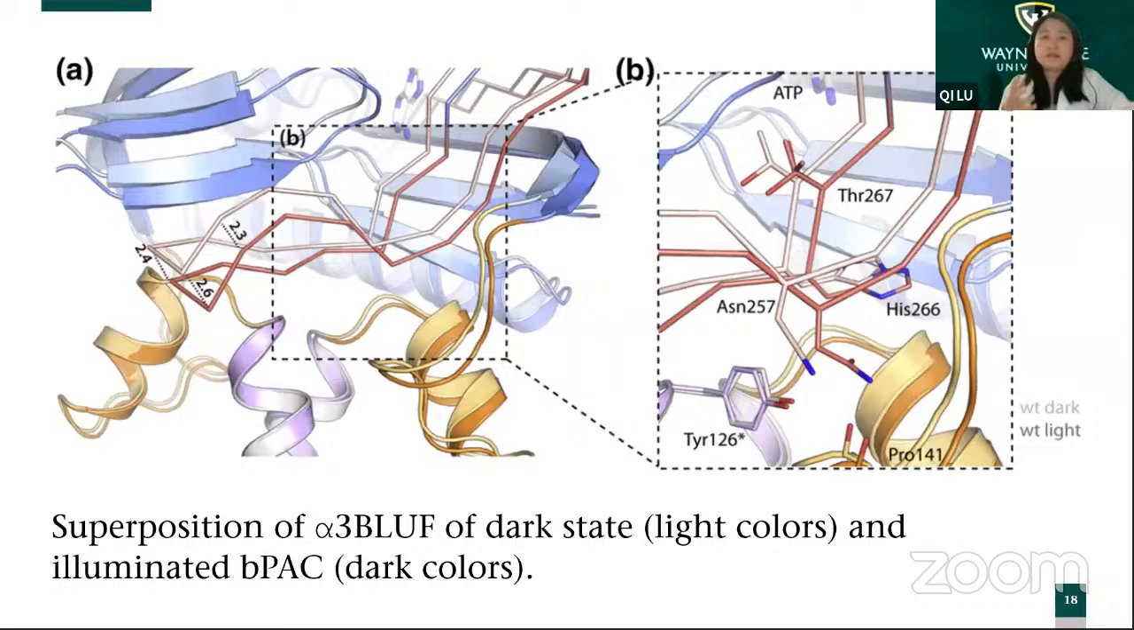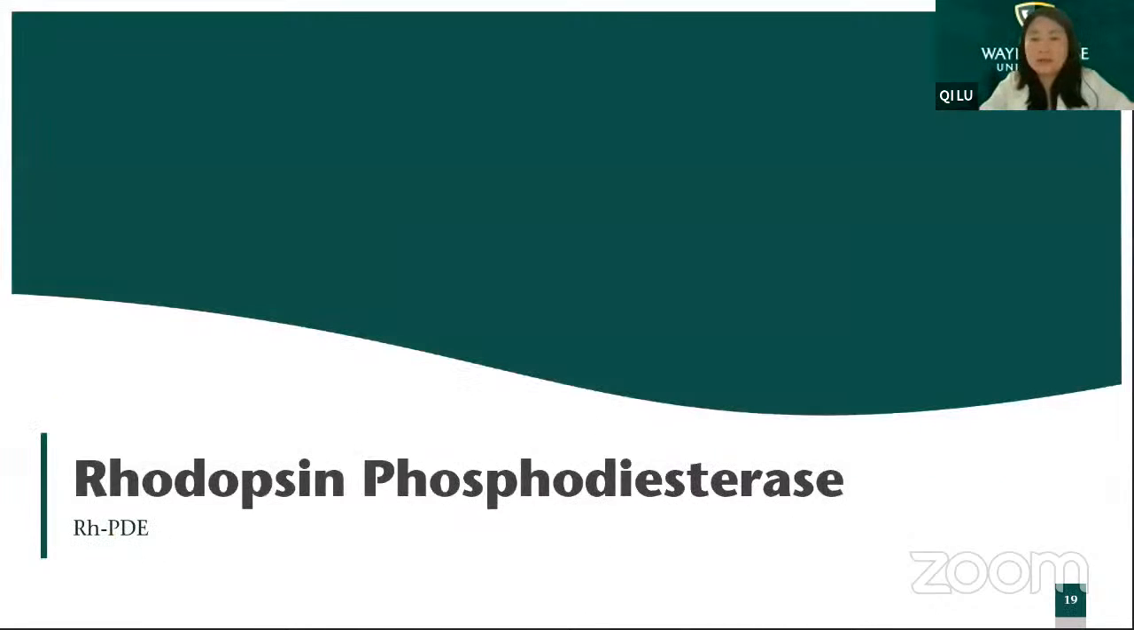So let's see that this beta sheet forms in really different locations in the dark state or under the light, and then this modulation will change the light-dependent enzymatic functions of this guanine cyclase. Now let's move on to see the rhodopsin phosphodiesterase.